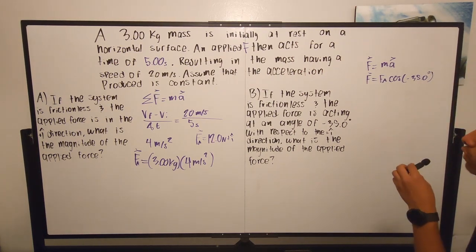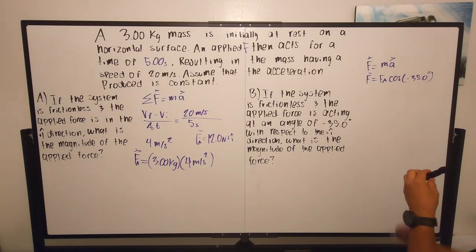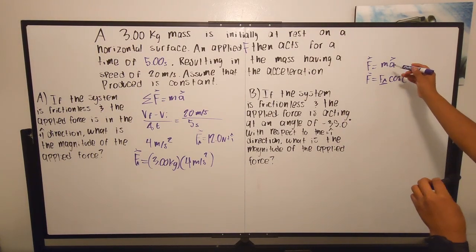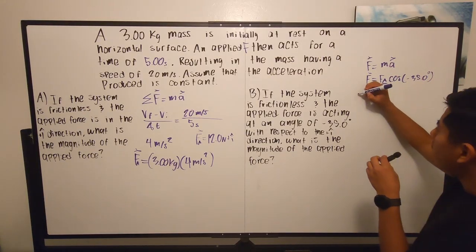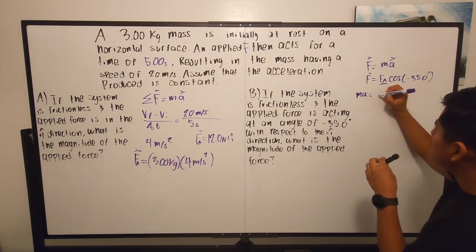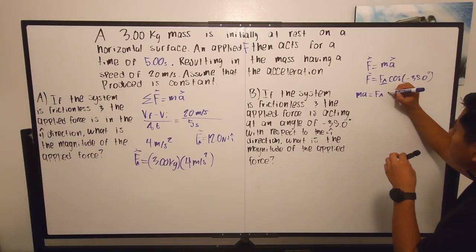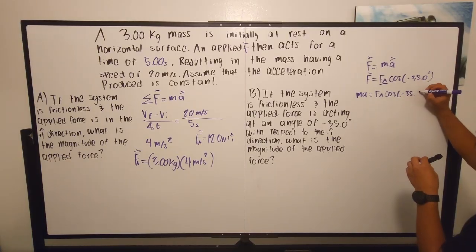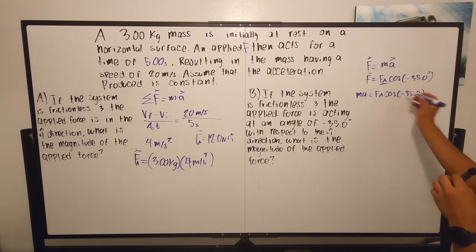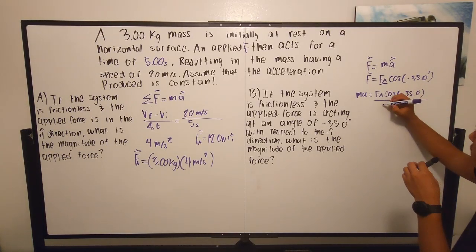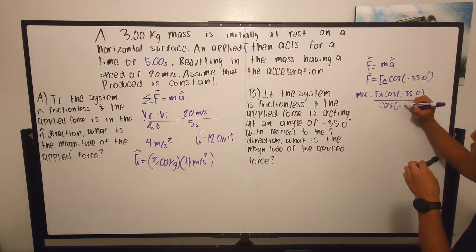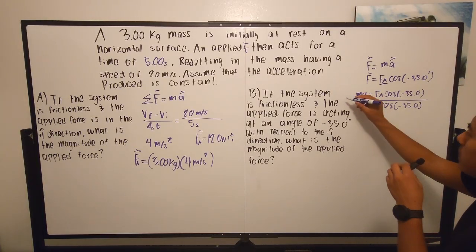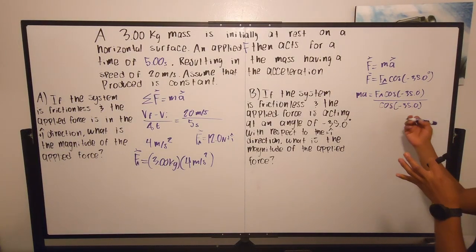And now what we're solving for is the magnitude of the applied force. So we're solving for this right here. Now we could set these equations equal to each other since they're both equal to the same thing. So we'll have the mass times the acceleration equals the force applied cosine of negative 35 degrees. And here, isolating the force applied, divide both sides by the cosine of negative 35. I'm dividing this side also, but I'm not going to write it.